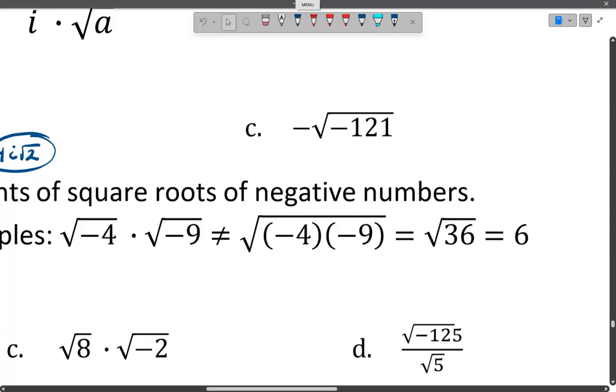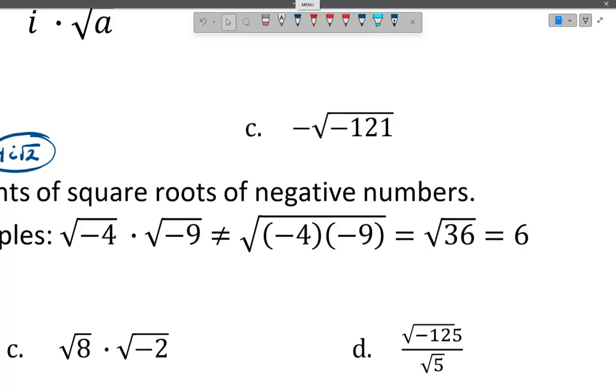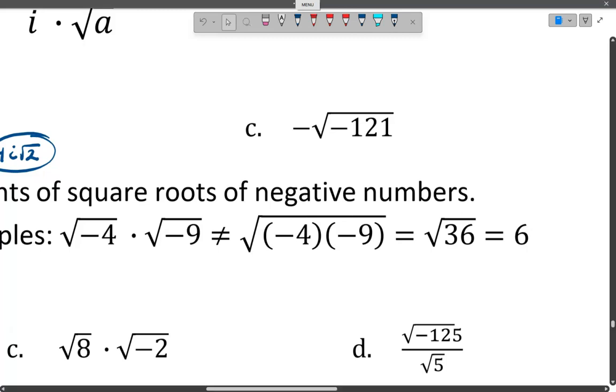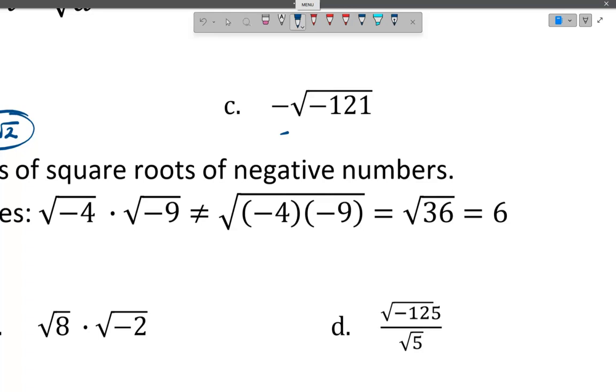Okay? All right. Why don't you go ahead and give C a shot? So we've got a negative, and then inside our radical, we've got -1 and 121. So we've got negative square root of -1, and the square root of 121. Is 121 a perfect square? Yeah, square root of that is 11. So I've got a negative, I've got an i, I've got an 11, so it's -11i.